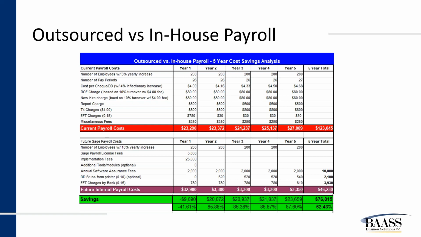At the top, it's saying over a space of 5 years for outsourcing our payroll to an outsourced payroll provider, for the first year, we have 200 employees and 26 pays. Here are the breakdowns of the services we typically receive with an outsourced payroll: costs for either physical checks or EFTs, generating our ROEs, setting up new hires, doing our T4s, different types of reporting, and miscellaneous. Some companies with 200 employees could be faced with a cost of $23,000 per year to generate their pay and provide those services.